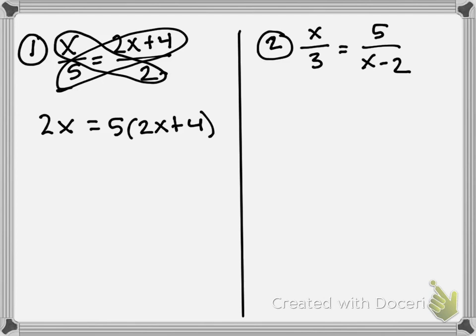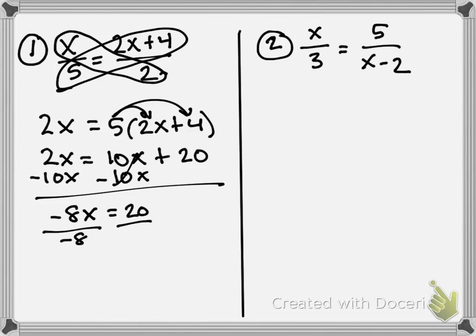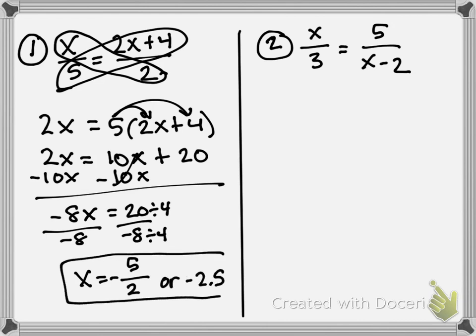All right, what's the first thing I do to solve for x? Well, I'm going to distribute my 5. So I get 2x equals 10x plus 20. Subtract 10x from both sides, and I get negative 8x equals 20. Divide both sides by negative 8. So x equals, 4 goes into both of these. 20 divided by 4 is 5. 8 divided by 4 is 2. It's negative 5 over 2. Or I could write negative 2.5. That would be the same thing.